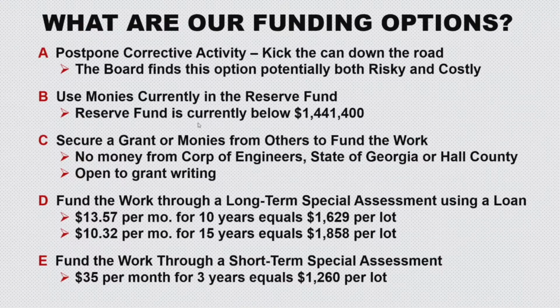So what are our options? Well, we could just postpone the whole thing, kick the can down the road. Frankly, that's the easiest from the board standpoint, the least amount of pain for us. But it's potentially both very risky and costly. We could use monies currently in the reserve fund. Today, the reserve fund is currently below $1,442,000. We could secure a grant or monies from others to fund the work.